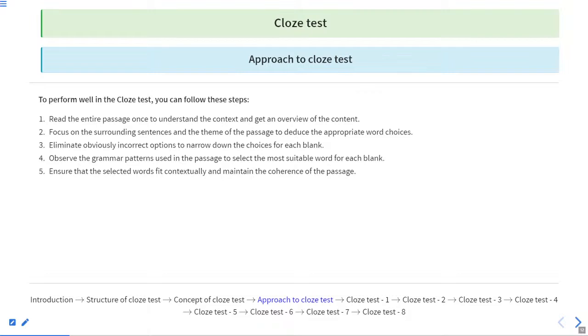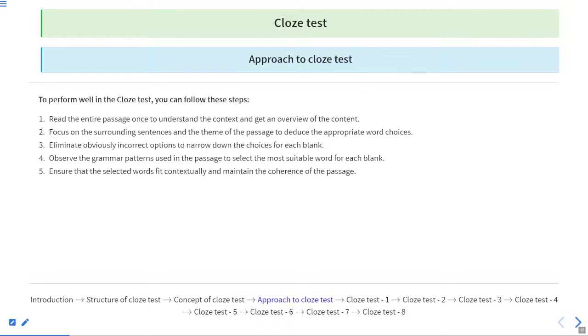Another approach is to eliminate obviously incorrect options. This will narrow down the choices. Many times our approach is to solve the question correctly and quickly. In order to solve it faster, we may remove the incorrect choices, and therefore, with only the correct choices, which may be fewer in number, we may be able to choose the right answer.